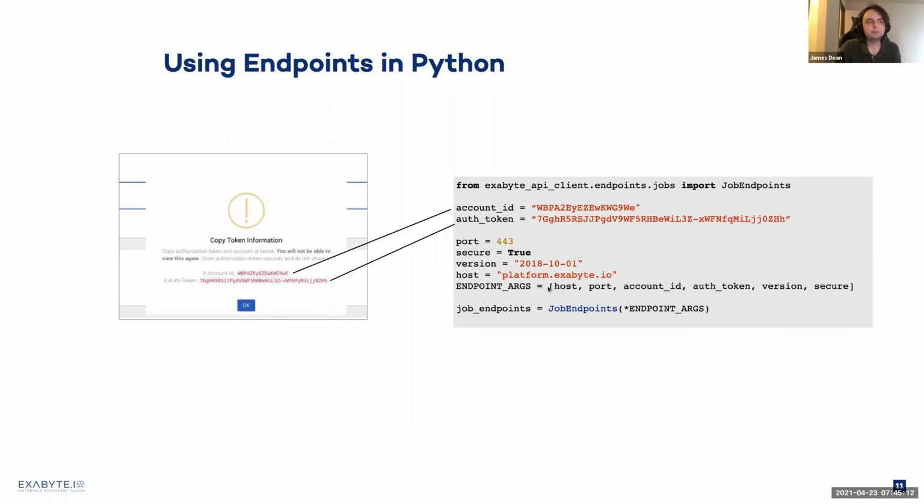And then just to help keep things neat and tidy, we end up wrapping all of these arguments up into this endpoint args argument, which we unpack into the job endpoints when we create them here. And this is just for convenience. We could also just pass in a list as well. So this is how we can generate an endpoint in general.